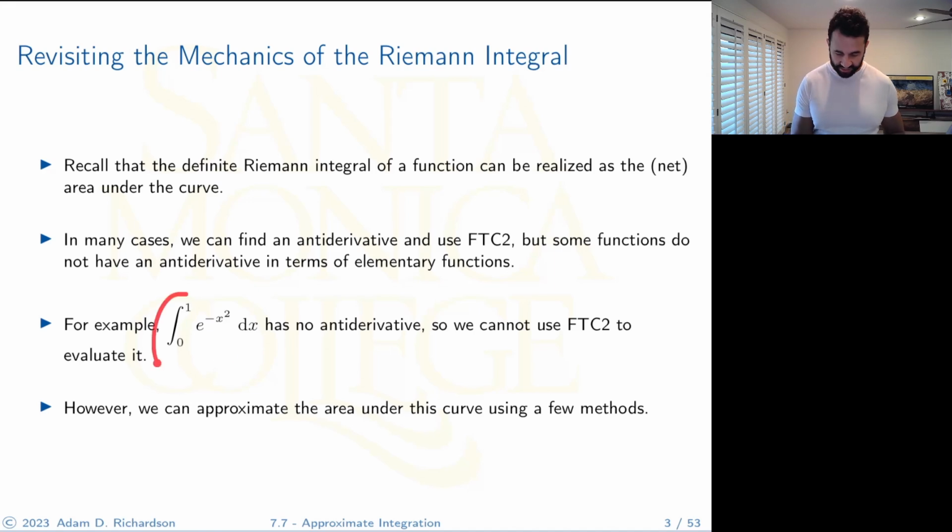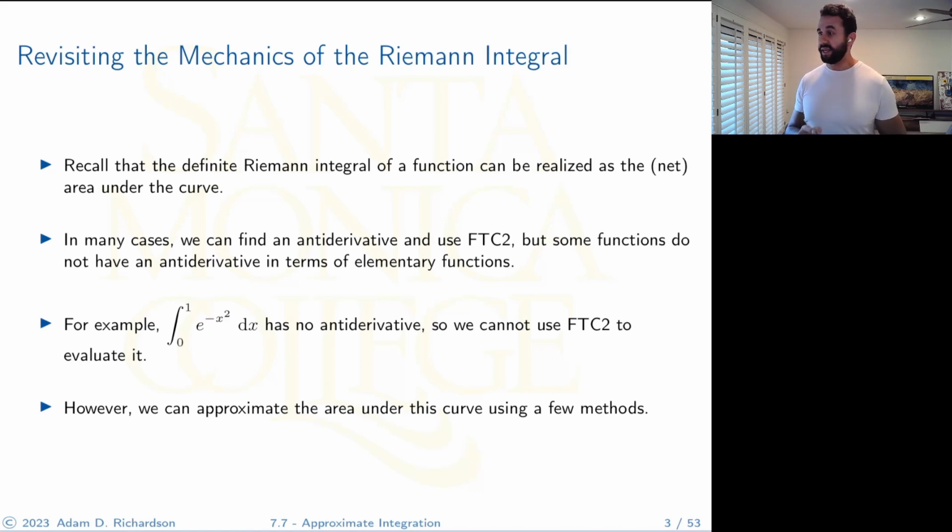A classic one is this one, which is related to the Gaussian, or the Gaussian distribution. This function here, e to the negative x squared, doesn't have an elementary antiderivative, but we would like to be able to evaluate expressions like this. We want to know the area under that curve from 0 to 1. The downside is we can't use FTC2 to do so because we don't have an elementary antiderivative.